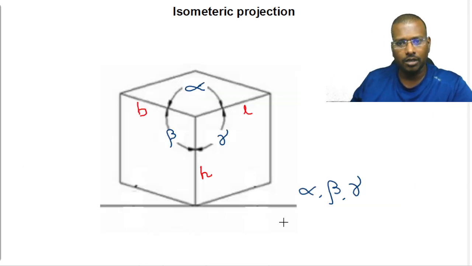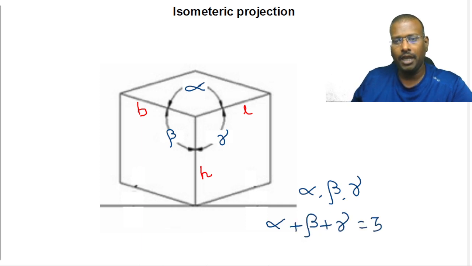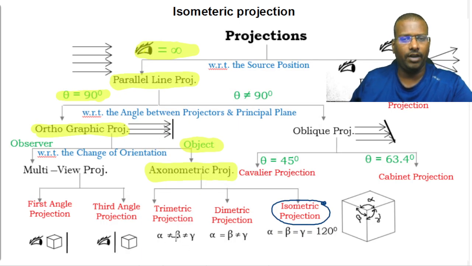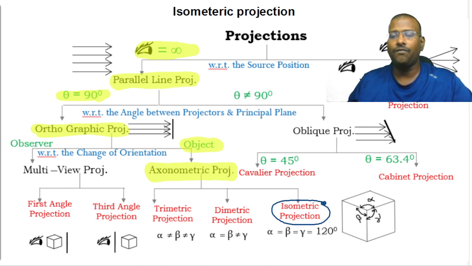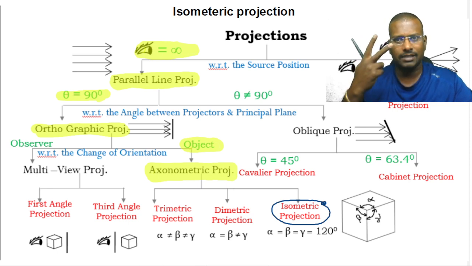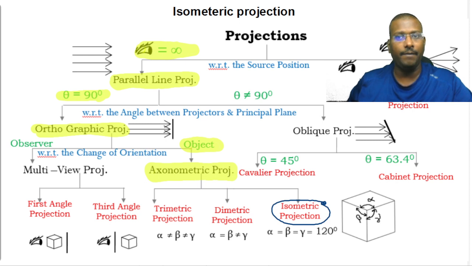Why so? Here the sum of alpha plus beta plus gamma should be equal to 360 degrees in any case. But if all these three are different, then it is called trimetric projection. If among alpha, beta, gamma any two values are the same, then it is called dimetric. Two values are the same, one is different. Therefore, totally how many angles are there? Two angles: one different angle and the remaining two are the same. It is dimetric. If all these three angles are the same, then it is called isometric projection.